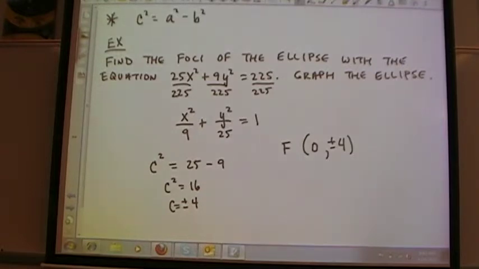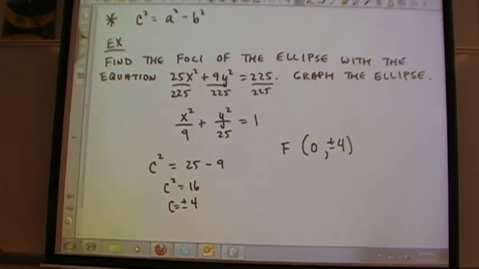Can we always write it like plus minus 4, or do you want us to write it like 0, comma 4, 0, comma negative 4? It doesn't matter, you can write it either way.